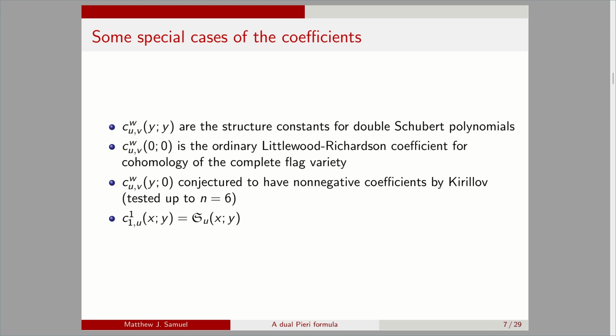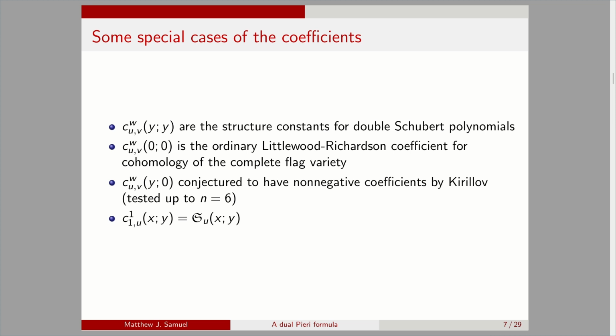So, some special cases of the coefficients. It may be clear, if you remember the definition of c^w_{uv}(y,z), if we set z equal to y, these are the structure constants for double Schubert polynomials in x and y. If we set y and z to 0, this is the ordinary Littlewood-Richardson coefficient for cohomology of the complete flag variety. An interesting case is if we set z to 0. This is conjectured to have non-negative coefficients by Kirillov, which I have tested up to n equals 6.